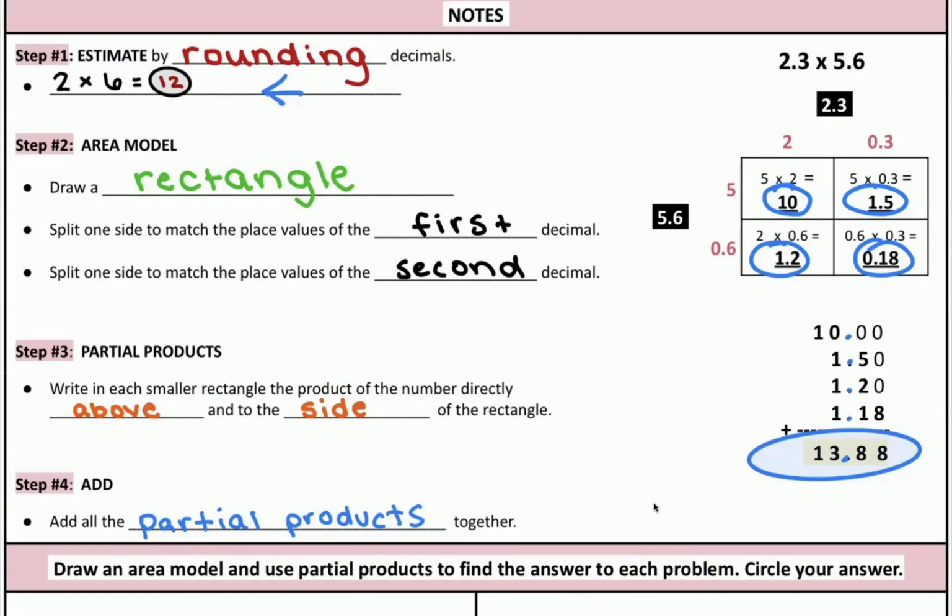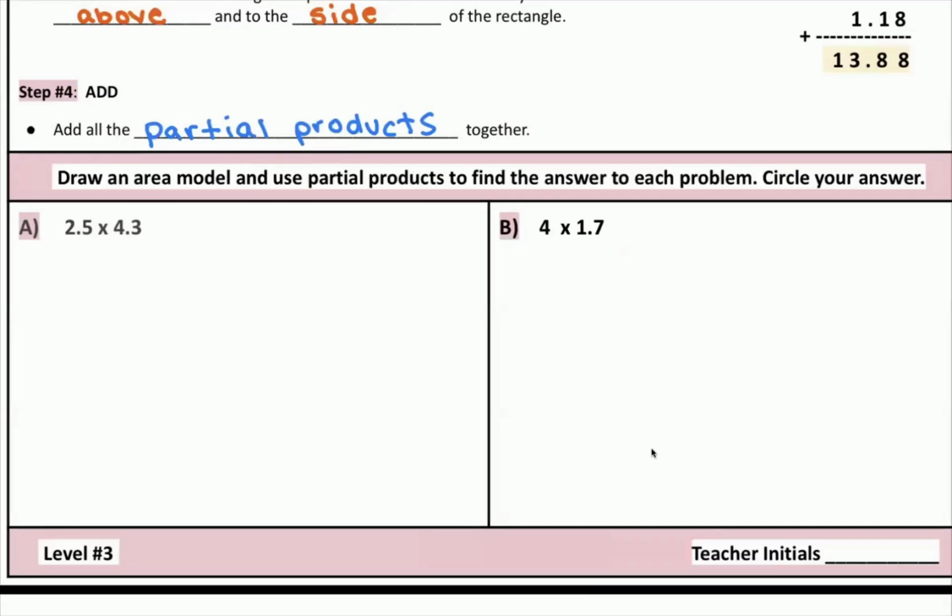Now let's practice with some examples. Remember, you can always pause the video if you need more time, and you can always refer back to these notes in this example if you need to. Let's zoom in on problem A, 2 and 5/10 times 4 and 3/10. We're going to draw an area model and use partial products to solve.